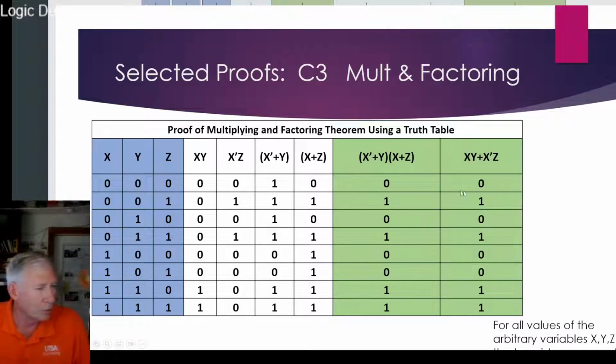So 1 ANDed with 0 is 0. 1 ANDed with 1 is 1. 1 ANDed with 0 is 0. 1 ANDed with 1 is 1. 0 ANDed with 0 is 0. 0 ANDed with 1 is 0. And 1 ANDed with 1 is 1. 1 ANDed with 1 is 1. So we get 0, 1, 0, 1, 0, 0, 1, 1. Exactly what we get for the left-hand side.